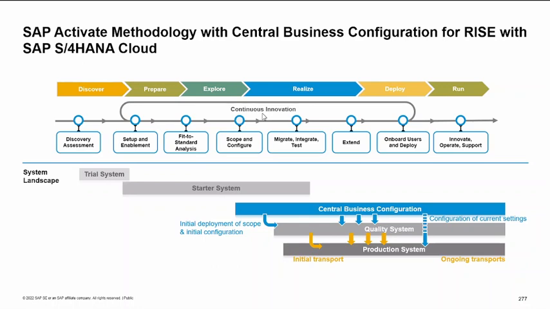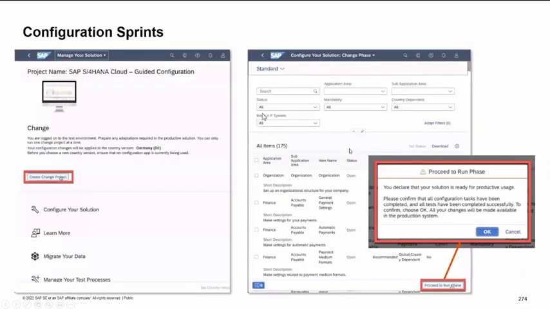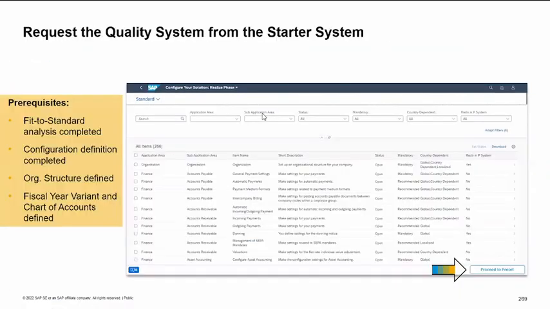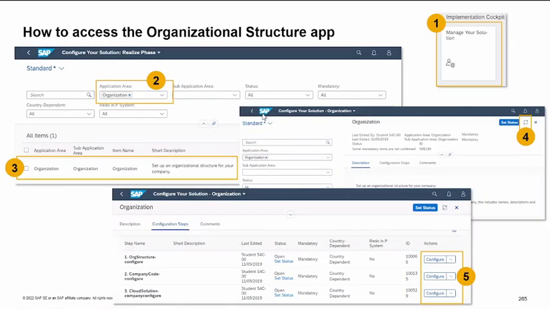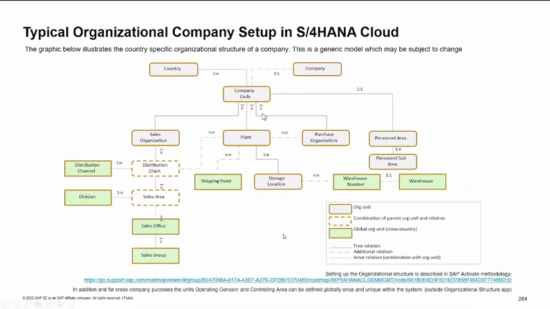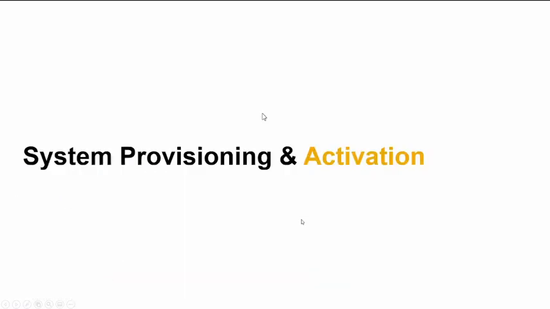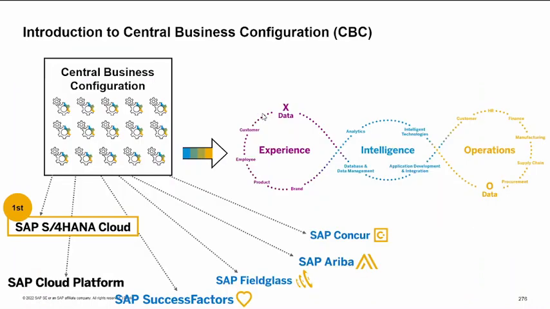Some differences, and especially for the organization structure, you will have something that looks like this in the central business configuration. You will see your organizational structure in this kind of chart, and you will be able to move, to create, to add, in a much more user-friendly way. This is the main change from a UI perspective.